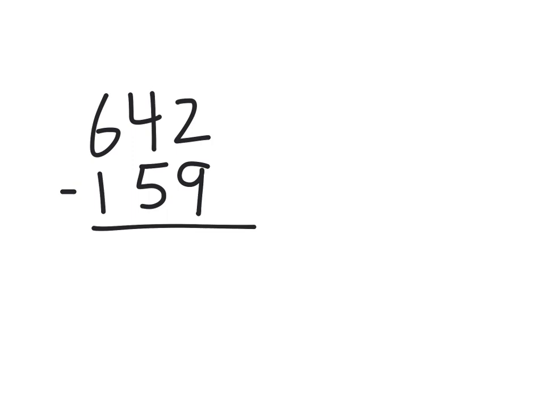Oh, yeah, because if you have 2 of something, you can't subtract 9 of them. And looking at the tens place, if you have 4 of something, can you subtract 5 of them? No. How many times are we going to have to regroup in this problem? Twice. Very good. So let's start in the ones place.